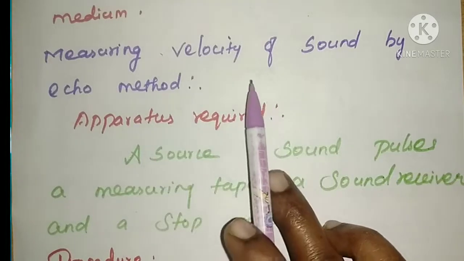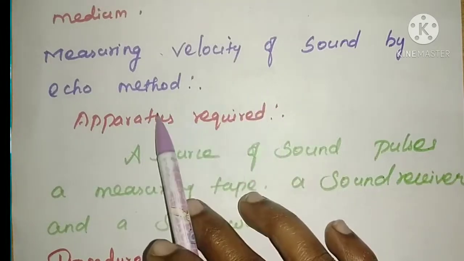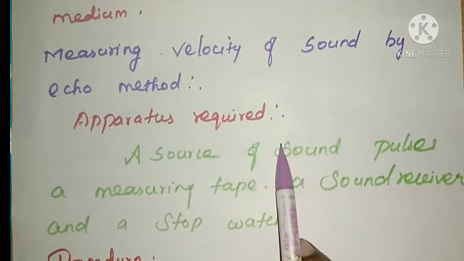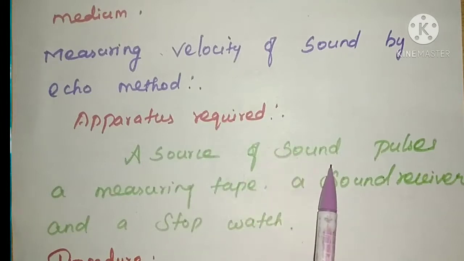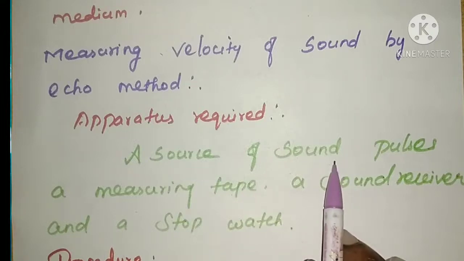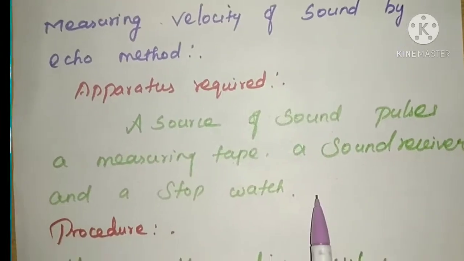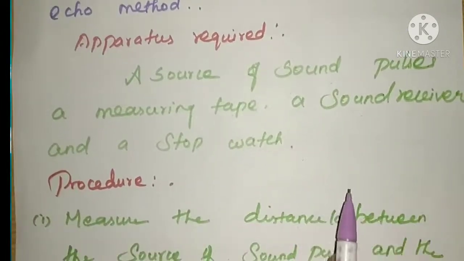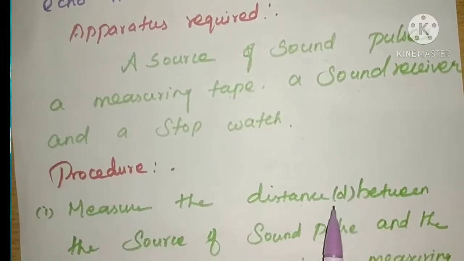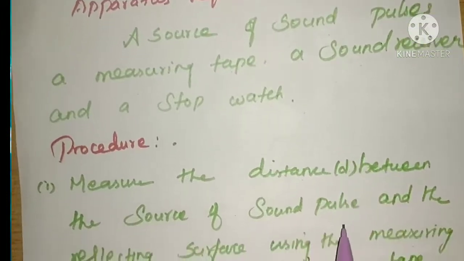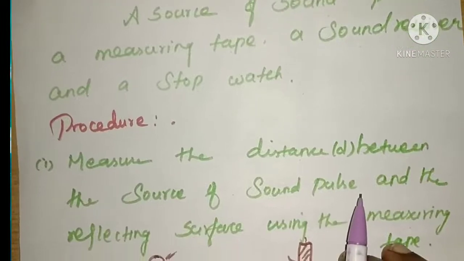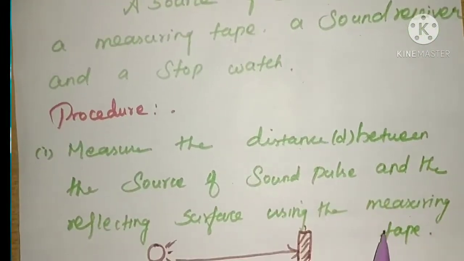Next we are going to learn how to measure the velocity of sound by the echo method. How can we calculate the velocity of sound using the echo method? What apparatus do we require? A source of sound pulses, a measuring tape, a sound receiver, and a stopwatch. First step, measure the distance between the source of sound pulses and the reflecting surface using the measuring tape.